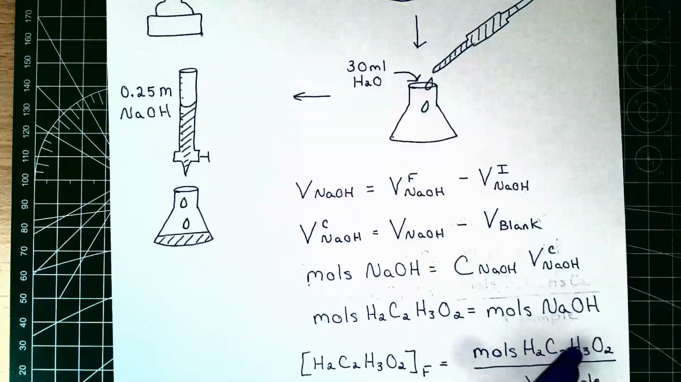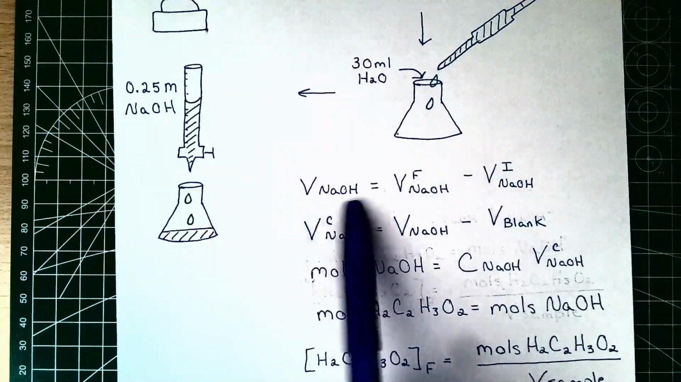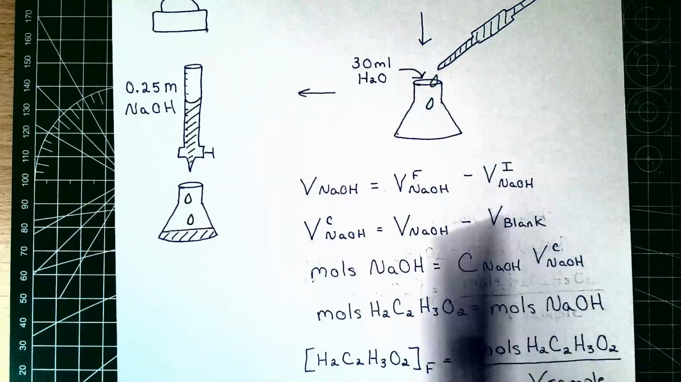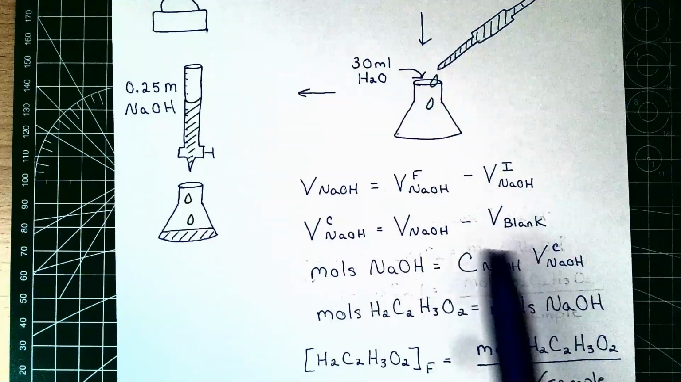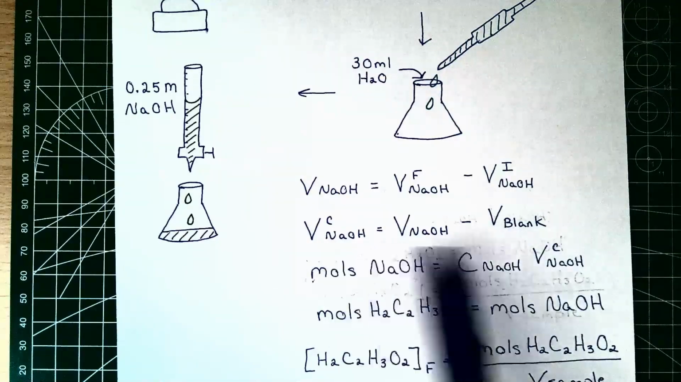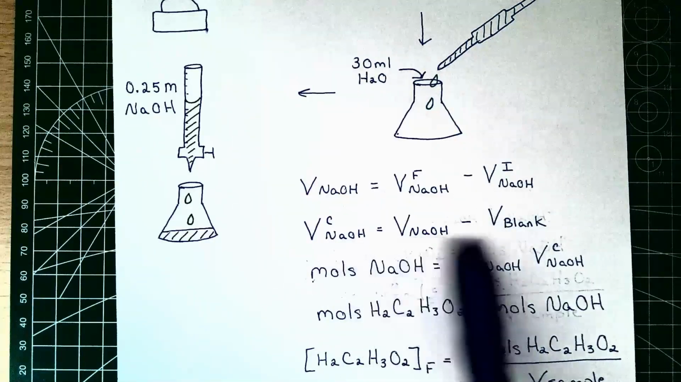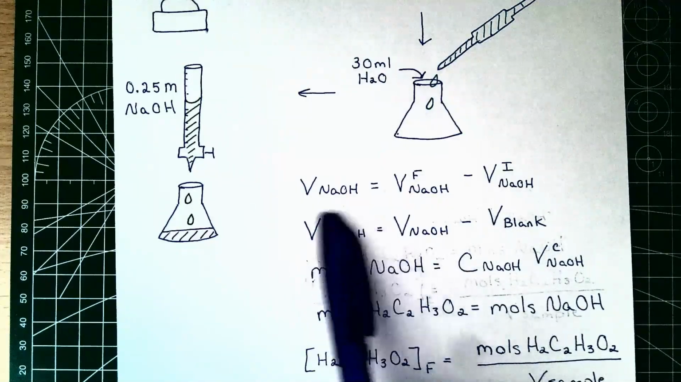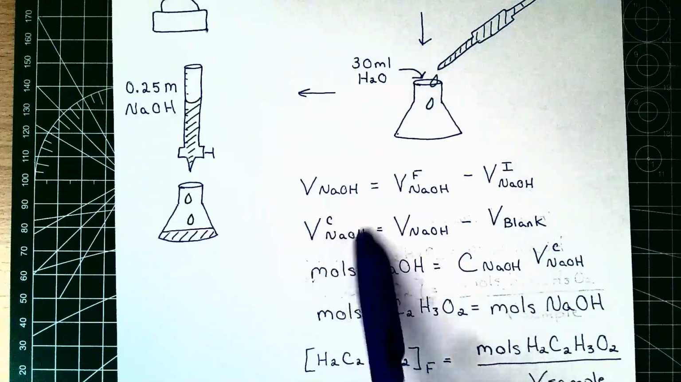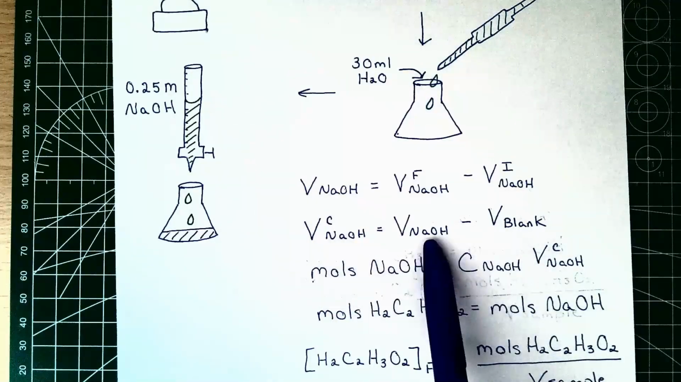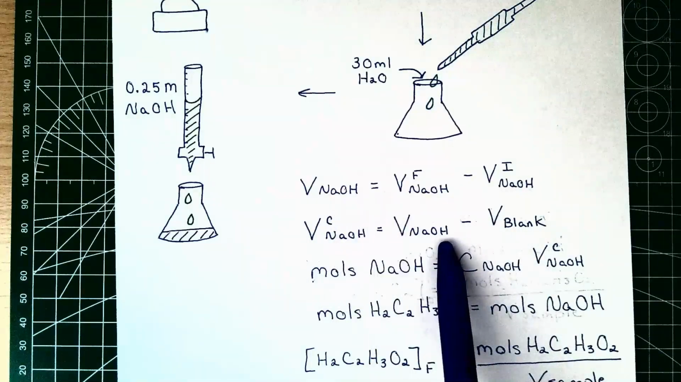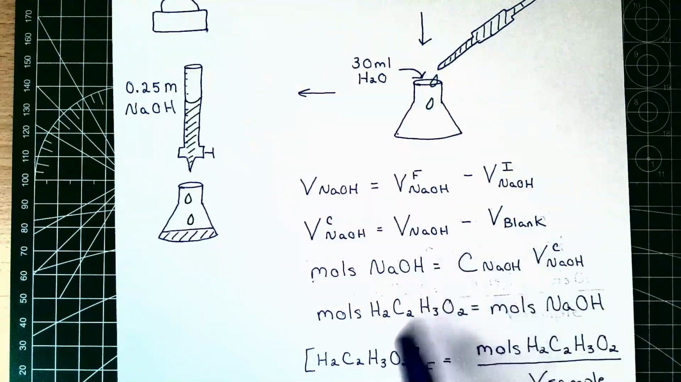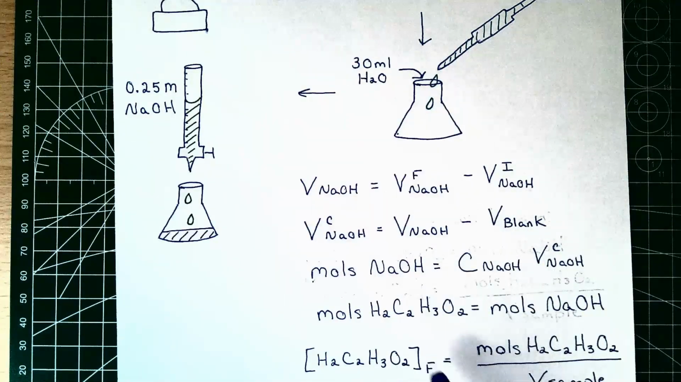We'll calculate the volume of sodium hydroxide that was added as the final value minus the initial value. And here is our little caveat though. We need to do the correction for the blank volume. So our corrected volume of sodium hydroxide is going to be this volume of sodium hydroxide we just calculated minus the volume blank that we calculated in the previous step.